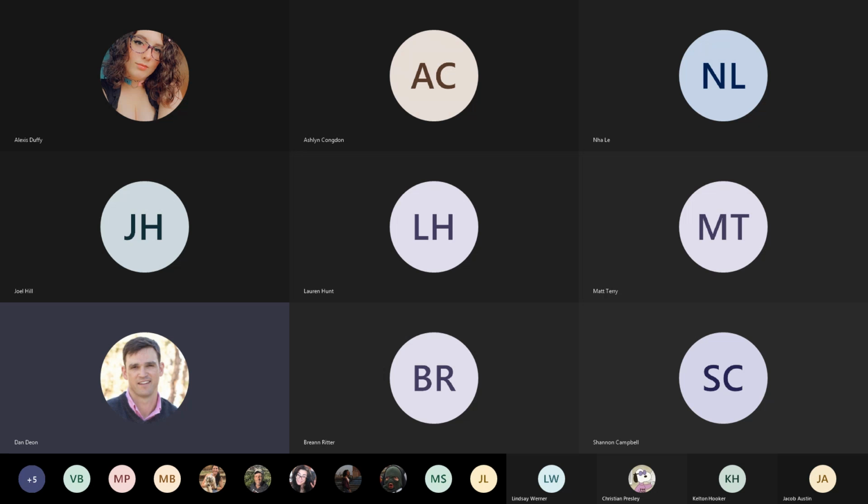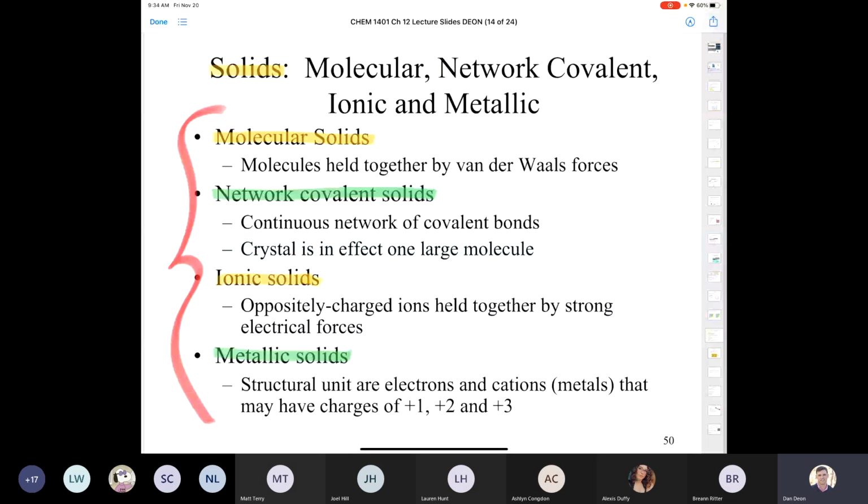Here we go. I'm kind of backtracking a little bit from our last lecture, but I think that's reasonable. We were talking about solids and the four different types of solids: molecular, network covalent, ionic, and metallic. We discussed the molecular and network covalent in quite a bit of detail. So today we're going to cover ionic and metallic.